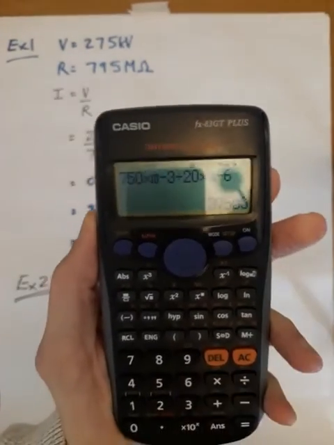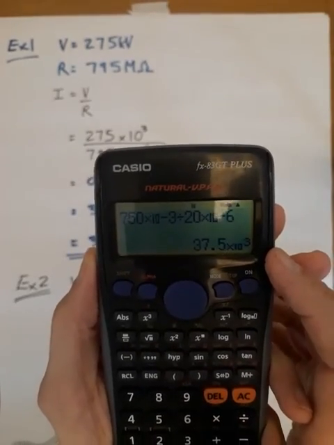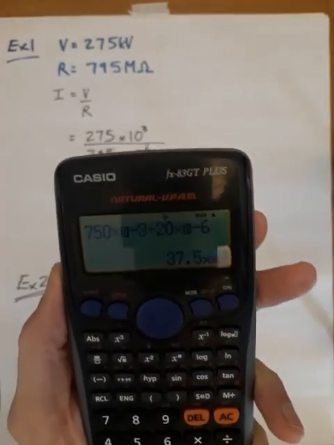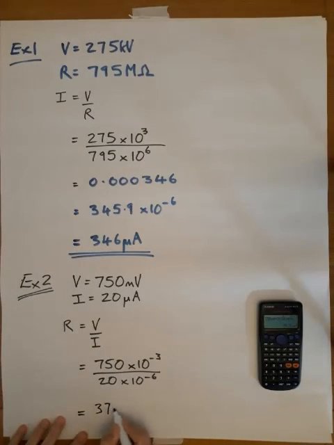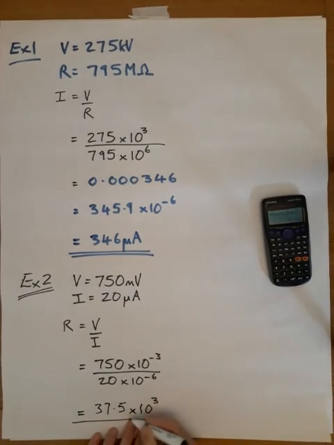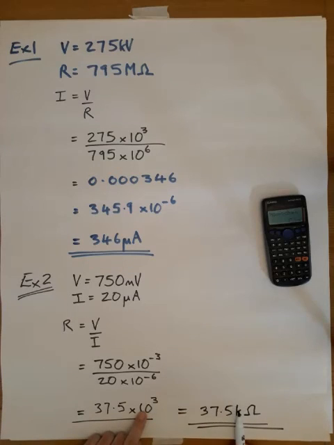37,500. If you press the engineering button, it'll do the standard form for you. 37.5 times 10 to the 3. So that's okay, but we want to use this as an appropriate multiple, so this is better written as 37.5 kiloohms. 10 to the 3 is kilo.